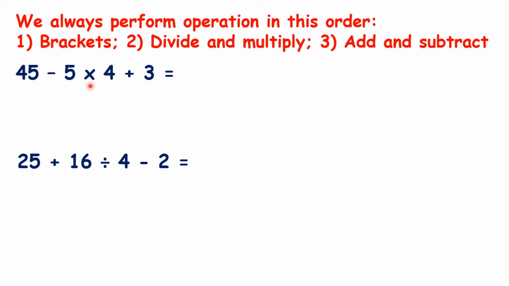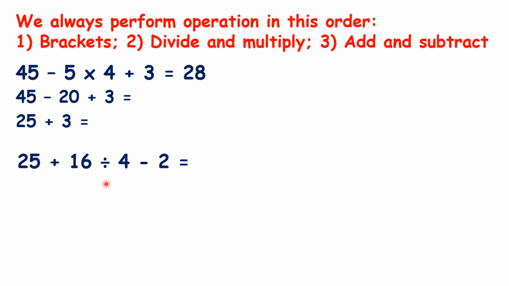So for this first question, we don't have any brackets, but we do have a multiplication, so we need to do that first. 5 times 4 is 20. So now that we've done that, we only have a subtraction and an addition in our question, so we can just work from left to right. 45 minus 20 is 25, then 25 plus 3 is 28, so that's our answer.